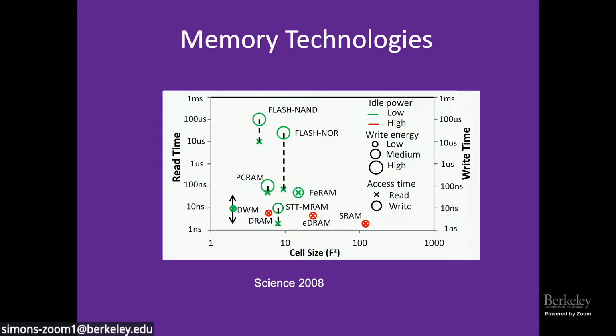Here's Science 2008. Here's a table of various memory technologies. It was a multi-dimensional table, but to the left is good because it means it's a smaller size. Low is good because it means it's fast. Small circles are good because it means it doesn't use a lot of energy. Green is good, means idle power is low. So down here, the bottom left, racetrack memory had the best of all the worlds, at least according to the Science article.